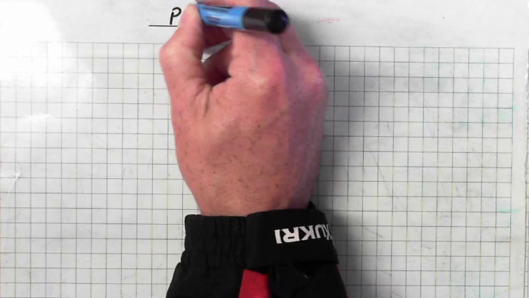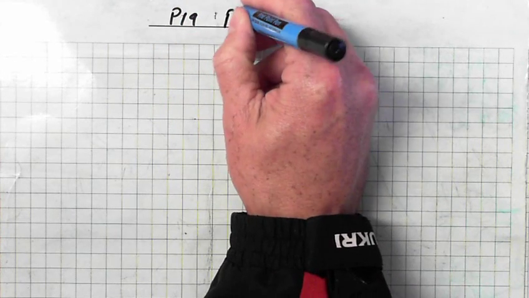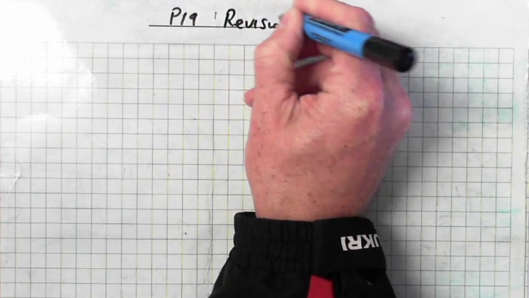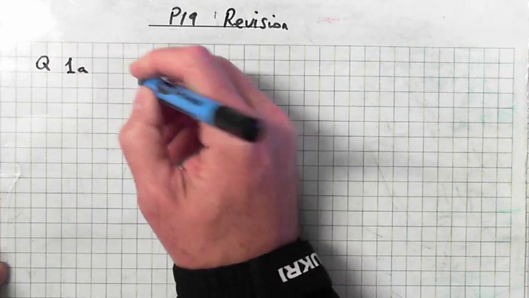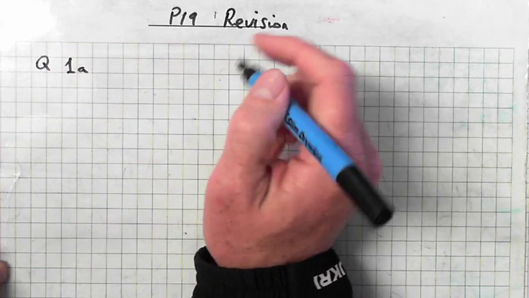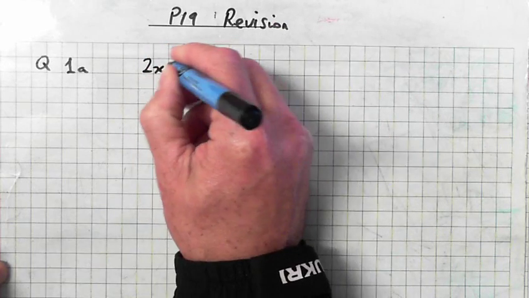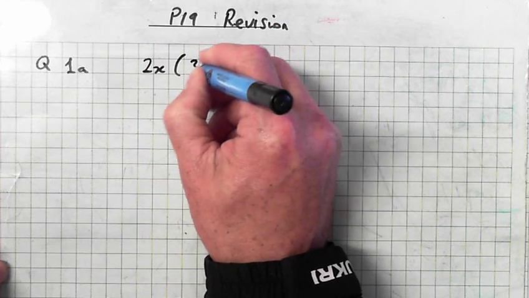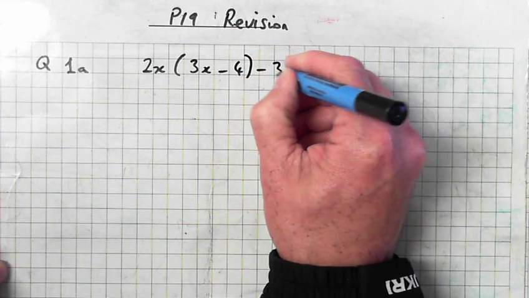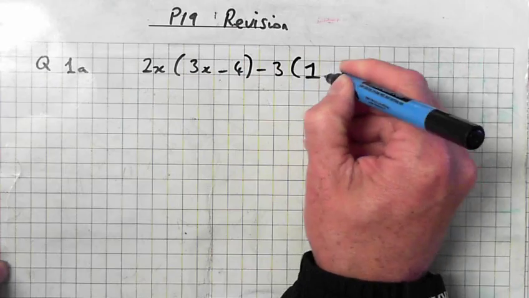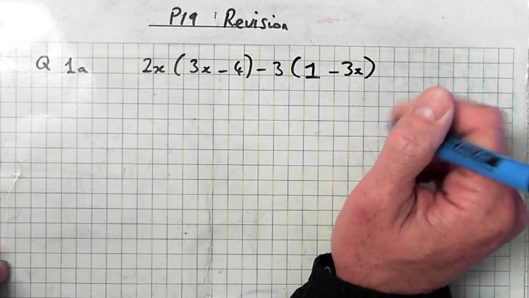Okay, so page 19. This is revision. Alright, so question 1A. Remove the brackets and simplify. So we have 2x, now we have 3x minus 4, minus 3 times 1 minus 3x.